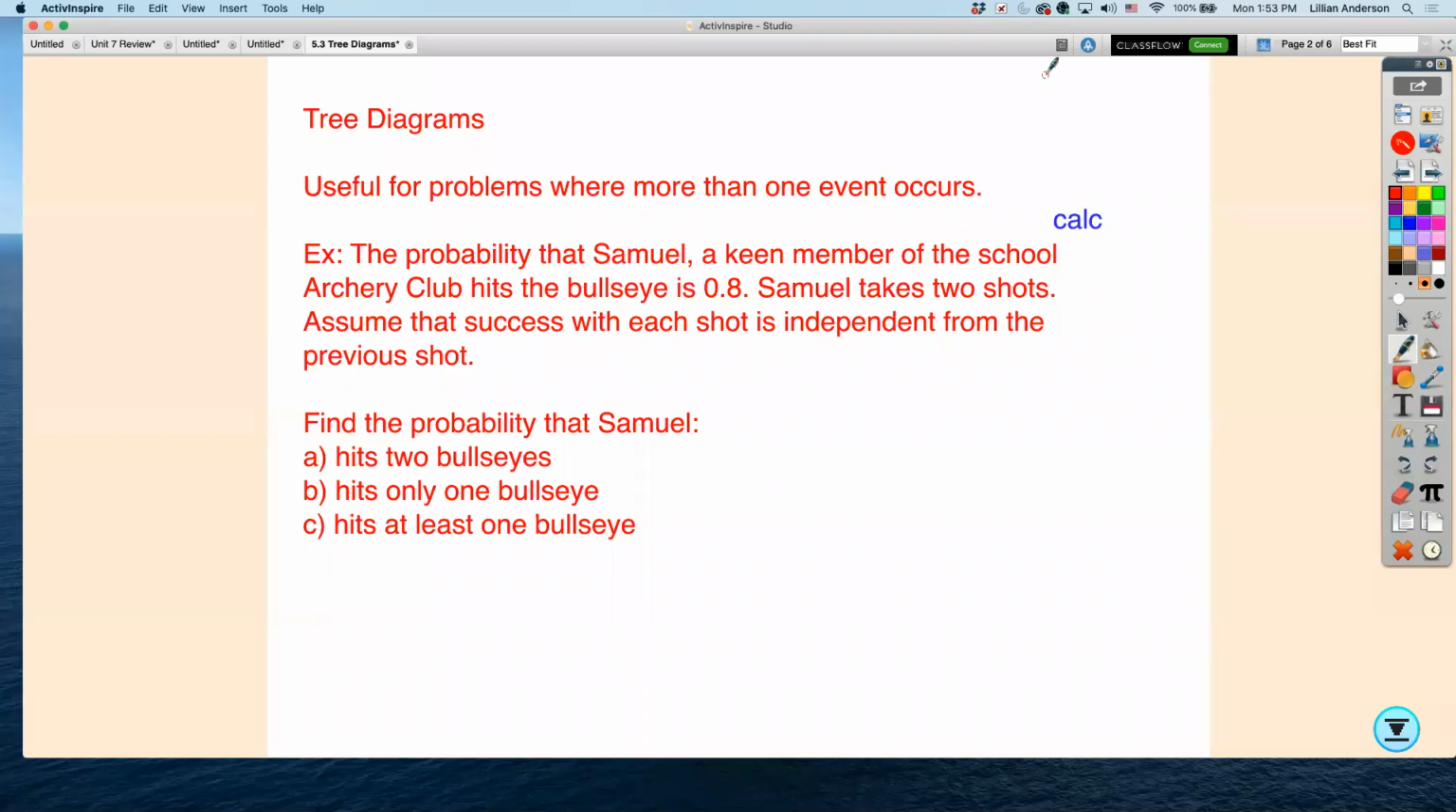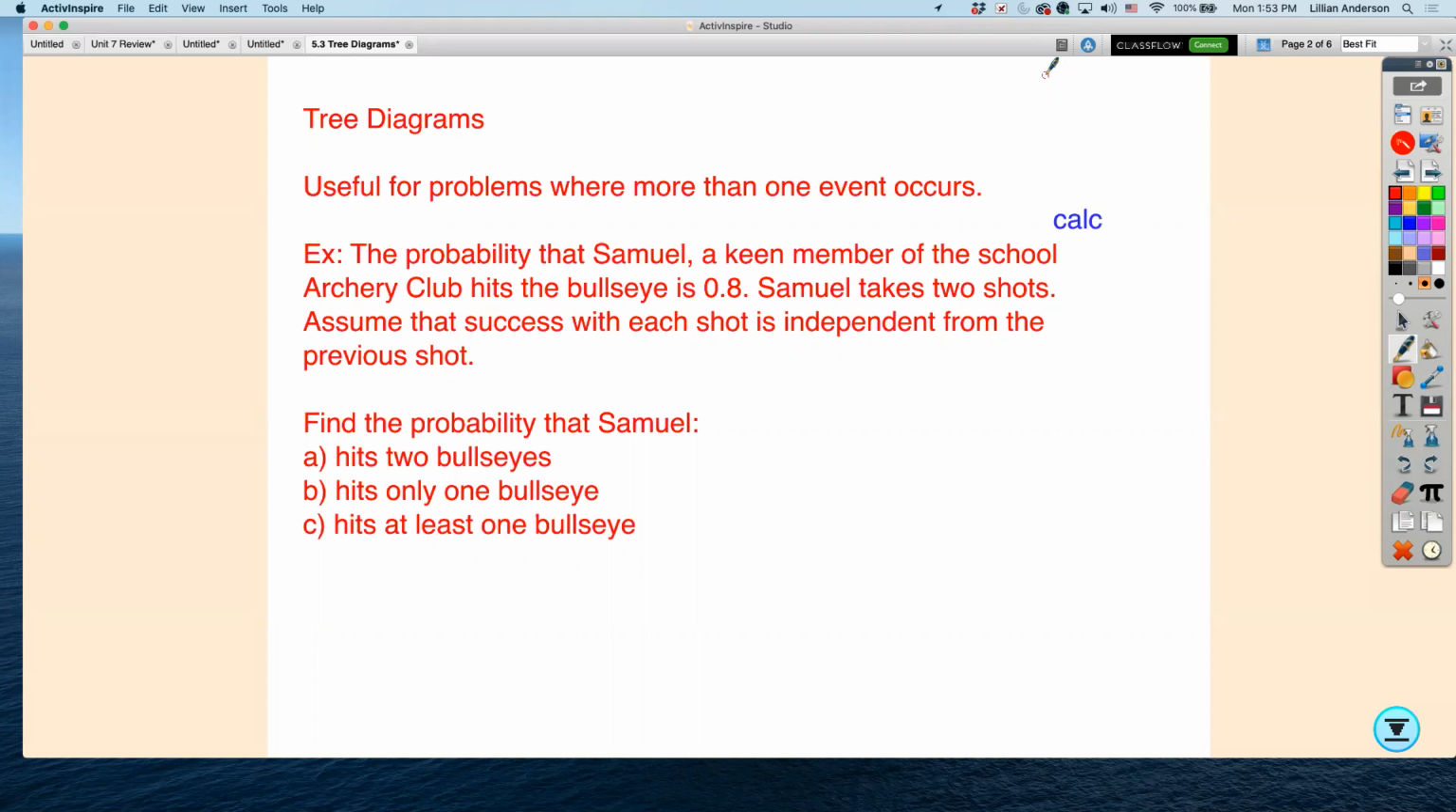Tree diagrams, what we're talking about today. You guys are going to learn another way to visually represent the different outcomes of an event. Tree diagrams are useful for problems where there's more than one event that can occur. So for example, you have a bag of marbles and you would draw out 3 marbles, okay?